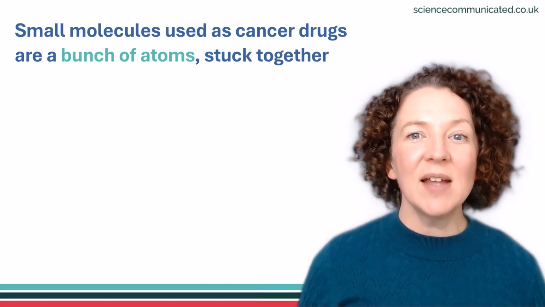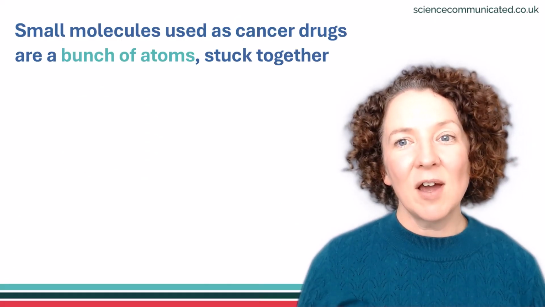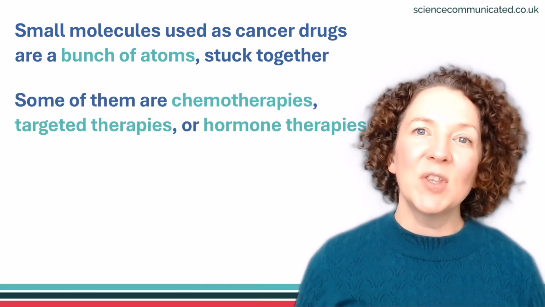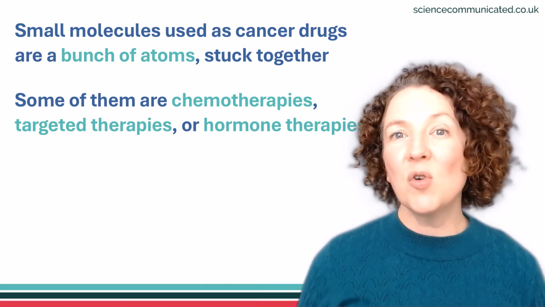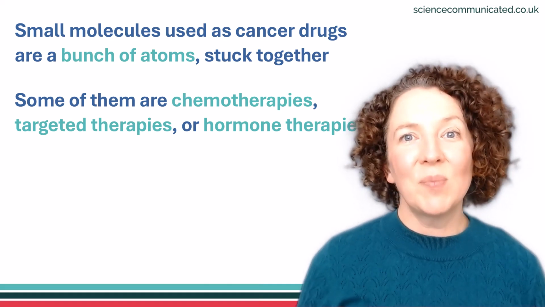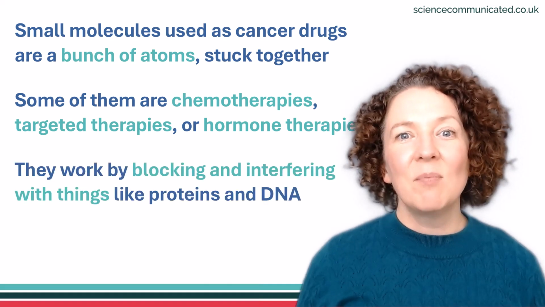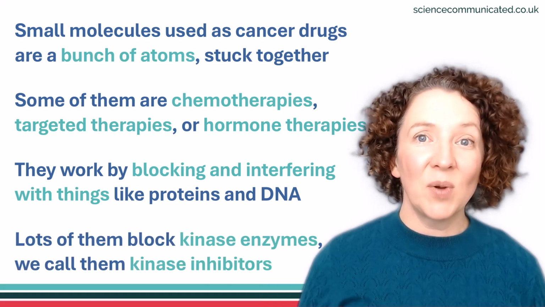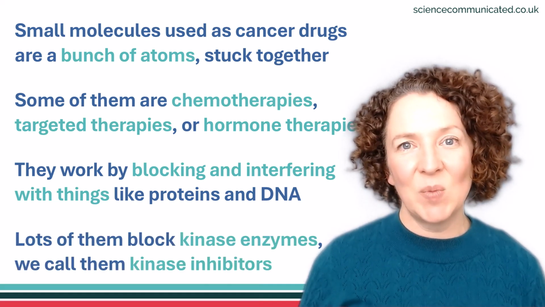Small molecule cancer treatments are made from atoms stuck together, mostly carbon, hydrogen, oxygen and nitrogen. Some of them are classed as chemotherapies, some are targeted therapies, some are hormone therapies. It all depends upon what they target and how they work. Many of them work by blocking or interfering with proteins or DNA, and lots of them block kinase enzymes, and they're known as the kinase inhibitors.